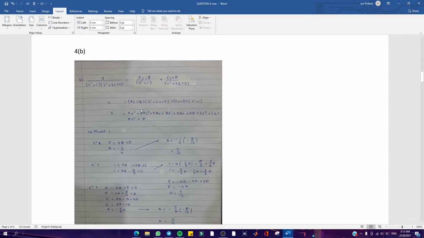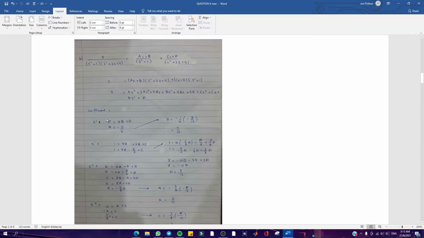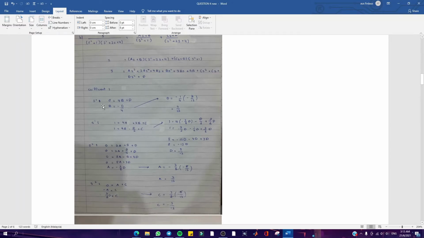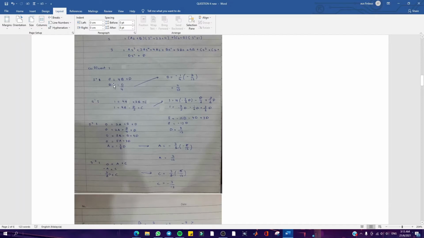So we expand the brackets here, and then we compare the coefficients of s. First, for s power of 0, we get 0 equal to 4b plus d, and simplified, b becomes negative d over 4. And then for s power of 1, we get 1 equal to 4a plus 2b plus c.